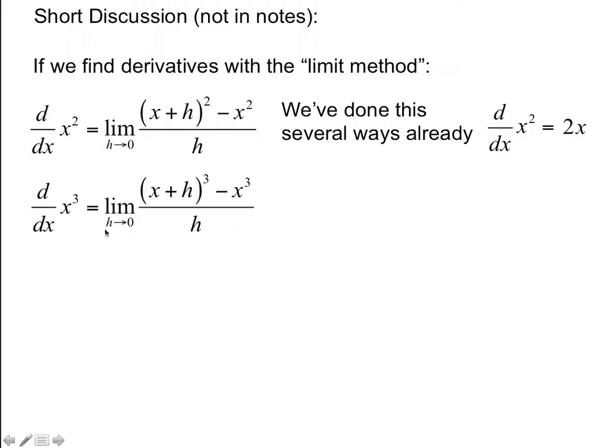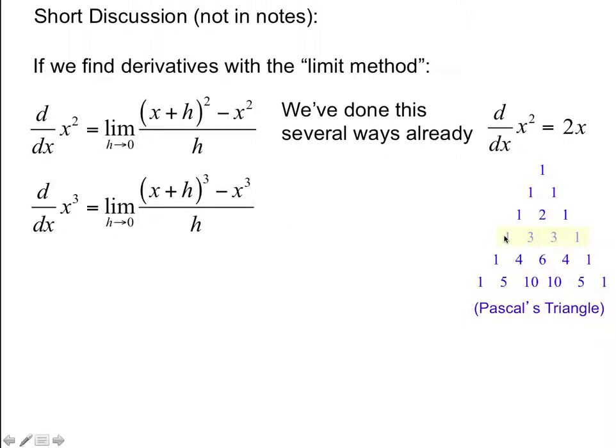Now, if we take a look at x cubed, we would set up the limit method like this: x plus h cubed minus x cubed over h. We can expand this and subtract that. I'm going to use Pascal's triangle to expand that cubic here.